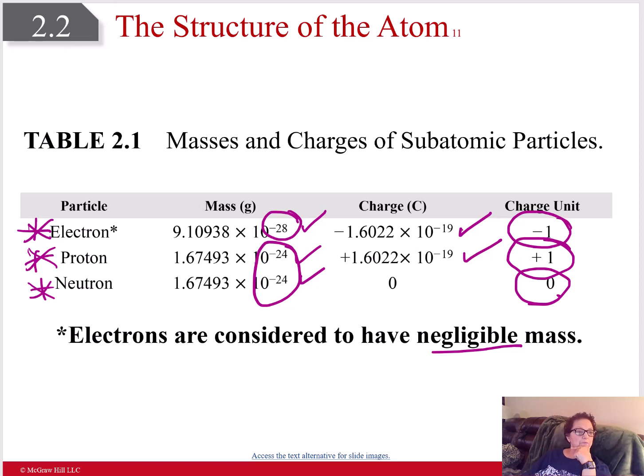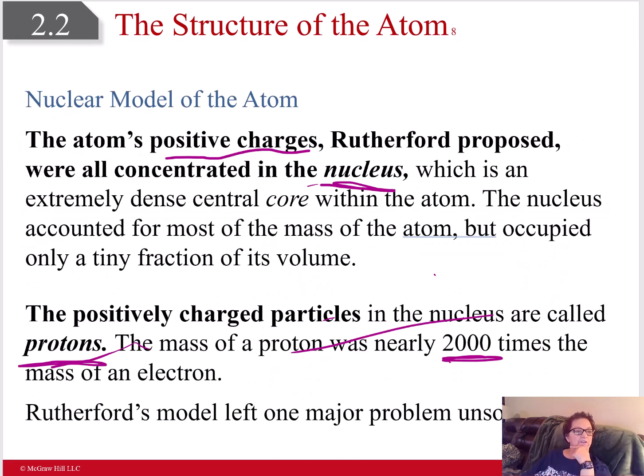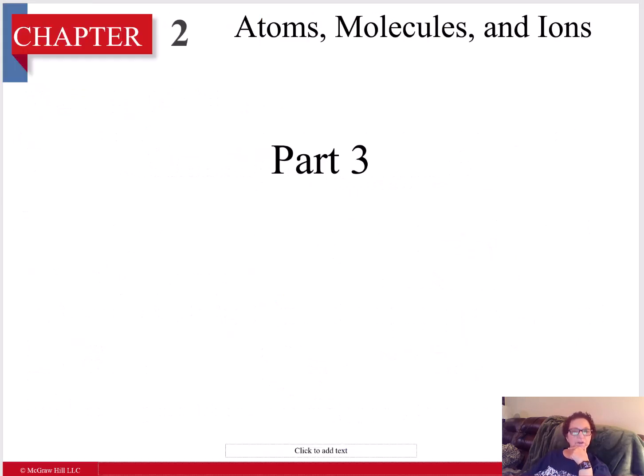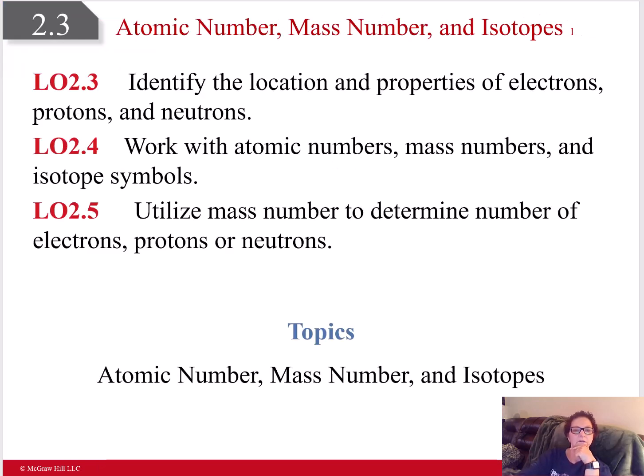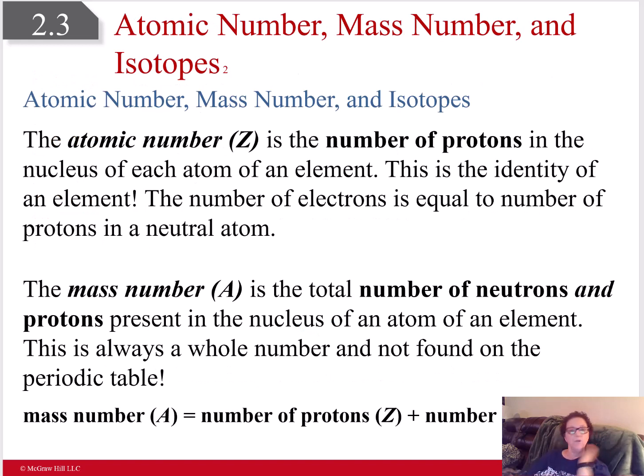In the next section, I'm going to include part 3 in this, if I can get everything oriented right. Part 3 is going to cover the atomic number, atomic mass number, and what isotopes are, okay? So you're going to see some letters. We're going to use some letters to designate these.